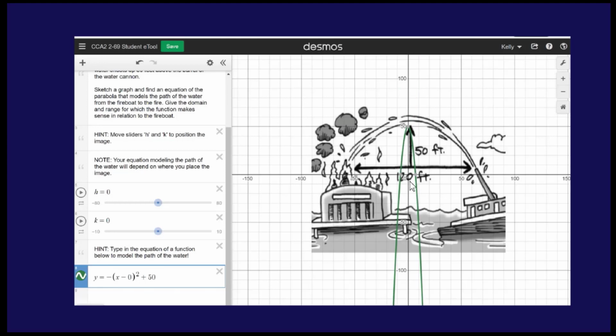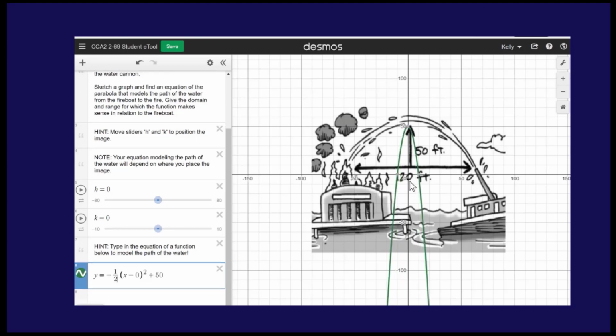Now, we don't want it to get skinnier, so we don't need a stretch, but we do need a compression. That means we need to have a fraction out here. So I'm going to start with 1/25 and see what happens. All right, well, that gets us closer and closer, but I want to hit 60. I want to get to 60. All right, so let's hit 60. Pretty darn close. So let's hit 70.